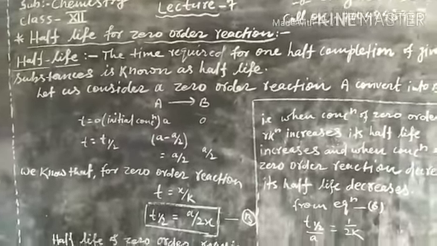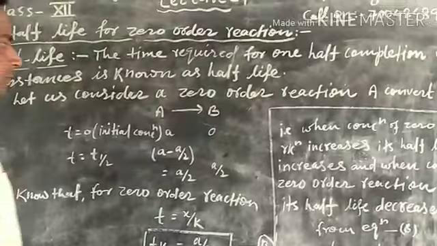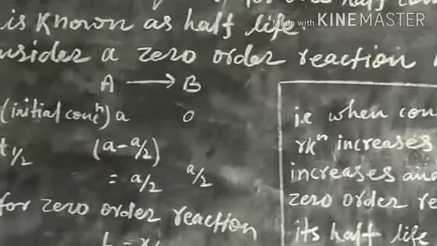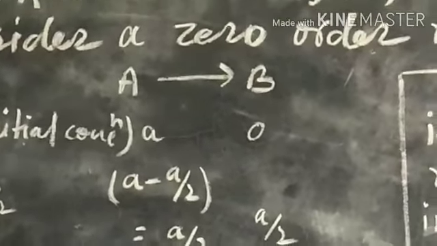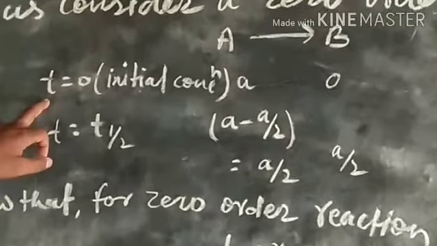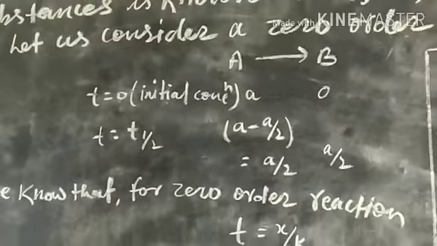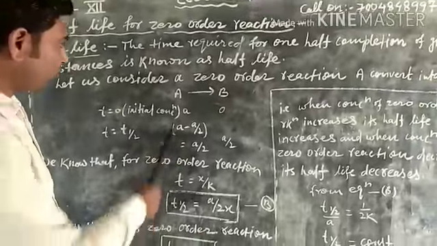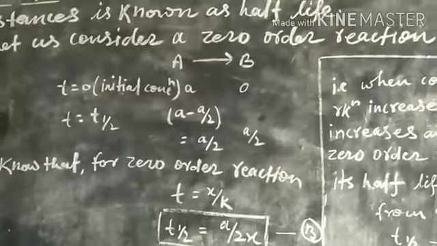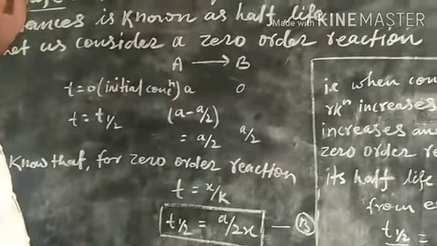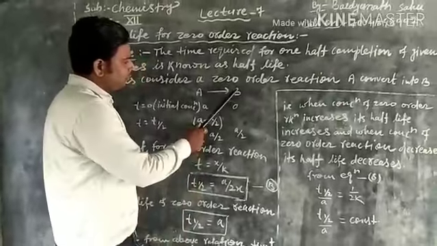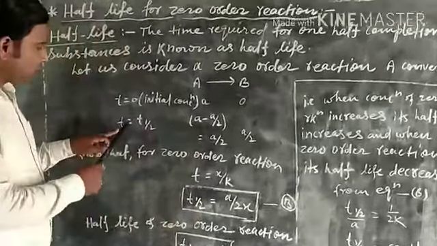Let us consider a zero order reaction in which A converts into B. Here, reactant A converts into B. When t equals 0, it means the reaction has not started, so the initial, starting concentration of reactant A is a and product B is 0.